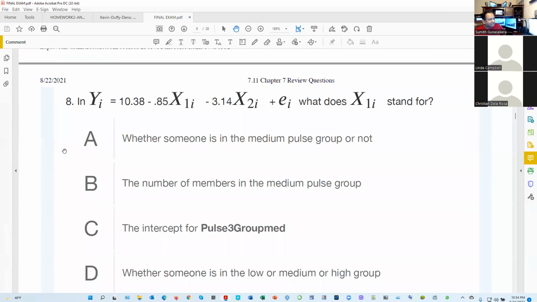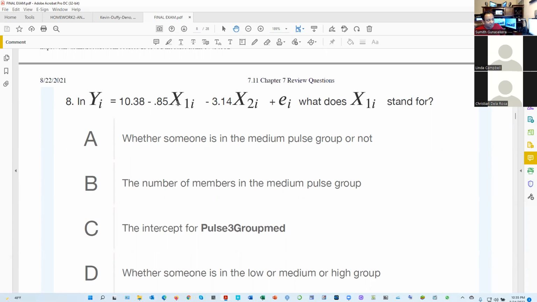In y i equals b naught plus b1 x1i and so on, what does x1i stand for? I mentioned that a few minutes ago. Forget about i. What does X1 stand for? What does X2 stand for? X1 is for people who are in the medium group, that's why we put the 1 for this one. X2 is for people who are in the high group. X1 means whether someone is in the medium pulse group or not.